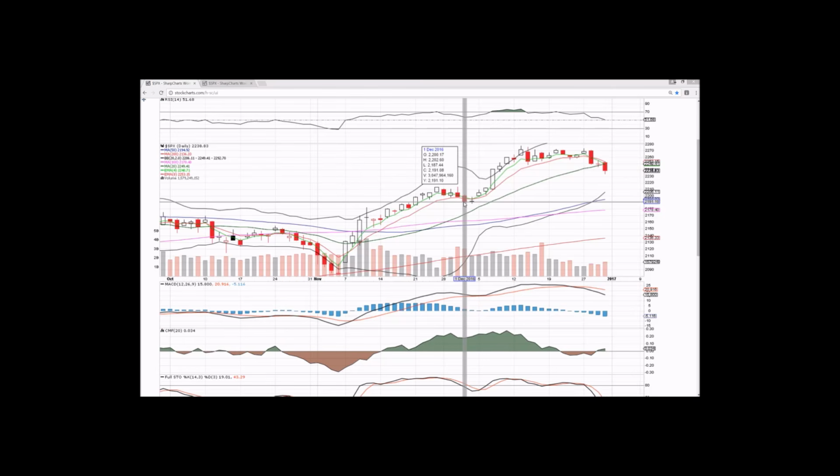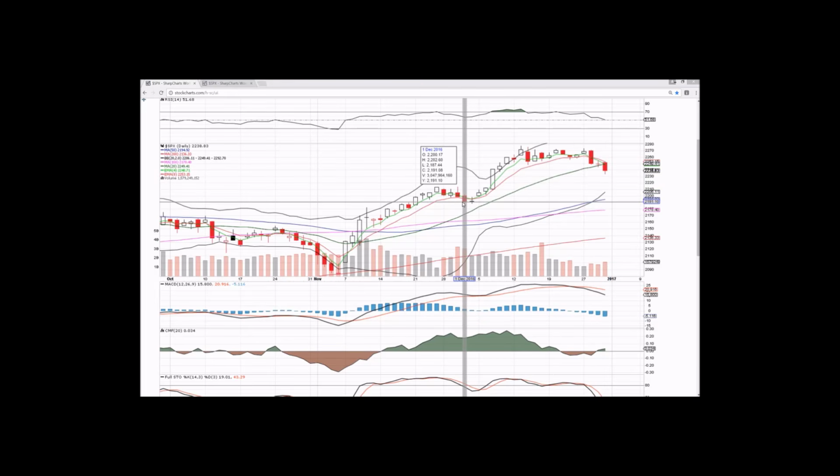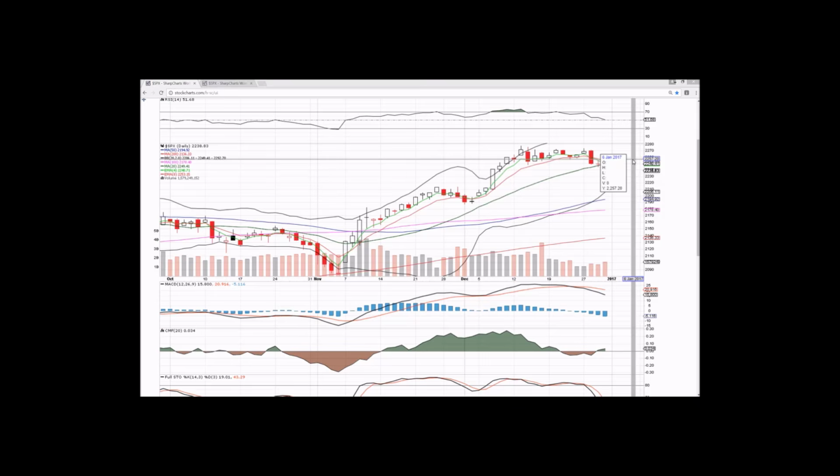So this low was at 2187. I'm rounding here, 2187, and we could pull all the way back to 2188 and it's still a higher low and the uptrend would still be intact.